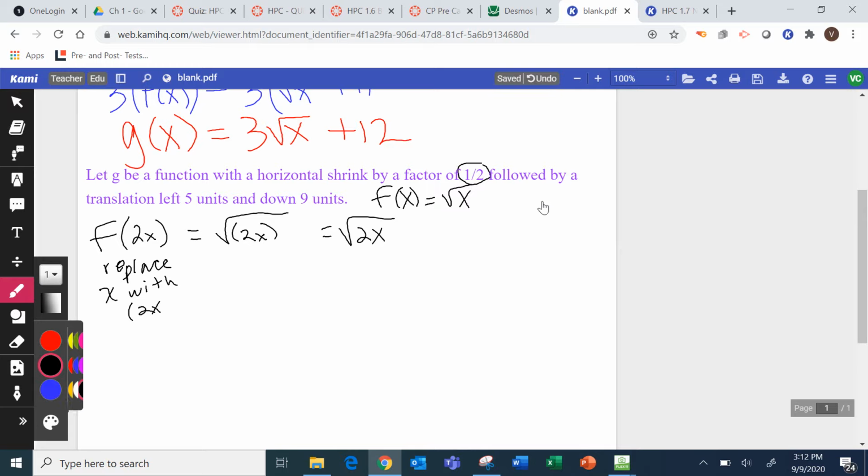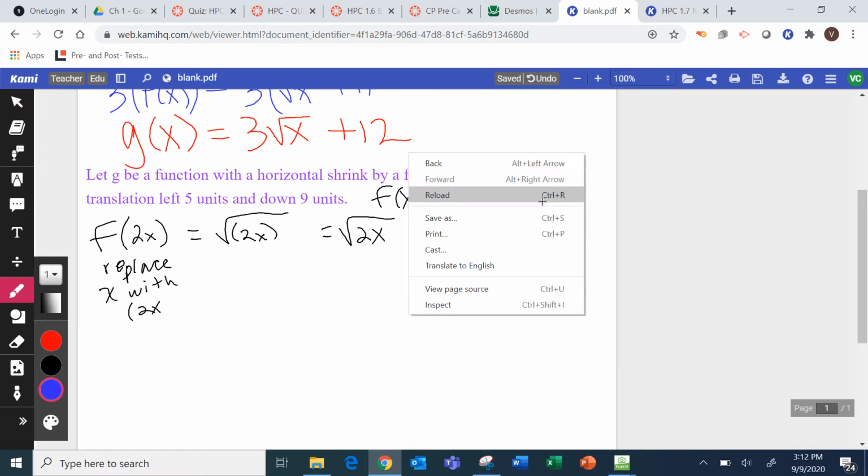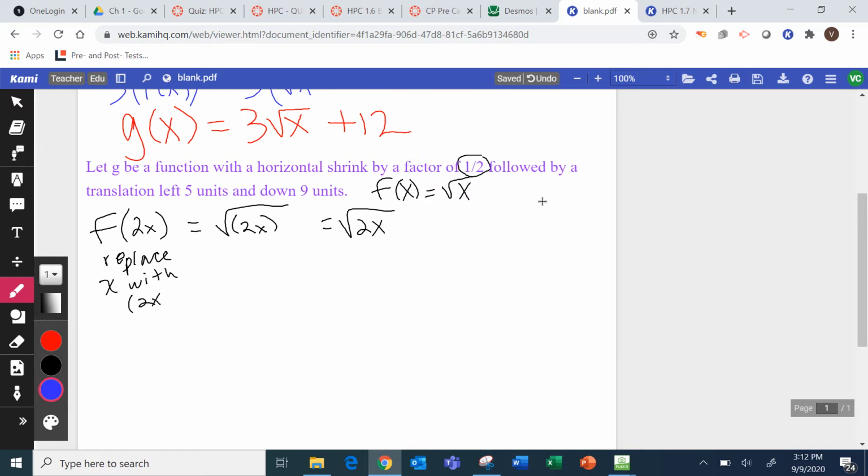Now I'm going to translate 5 units left and 9 units down. So now to my f of x, I'm going to input a 5 units left. So I'm going to change it to be an x plus 5. And we're also going to take the entire function and not add, sorry, it's minus 9, go down. So we're going to do this. So this means replace x with parenthesis x plus 5.